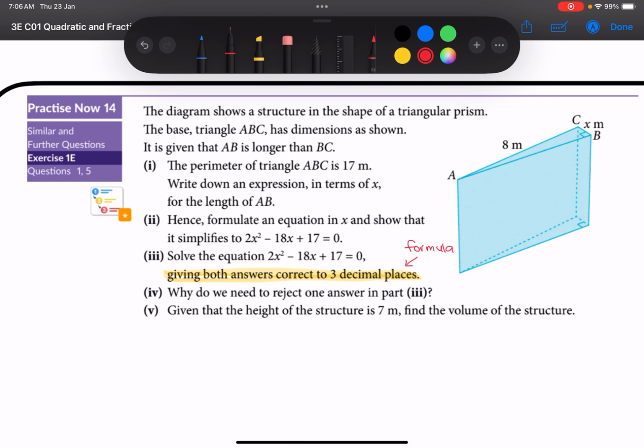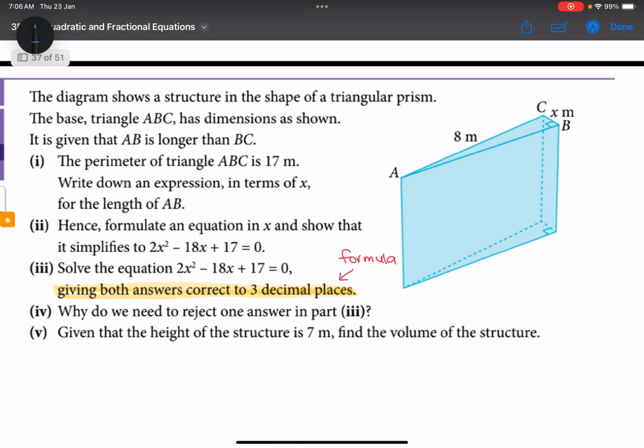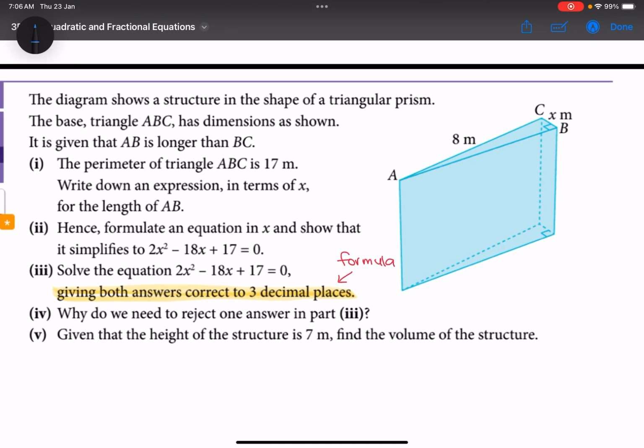Okay? So let's start with this. Usually at this moment, most variables are given to you. Use them. Don't need to define. But if it's not, please define. Okay? Let's check. Okay, the perimeter is 17. Write down an expression for AB. Use your diagram. The whole thing is 17. So obviously, that one is going to be 17 minus 8 minus x, 9 minus x.